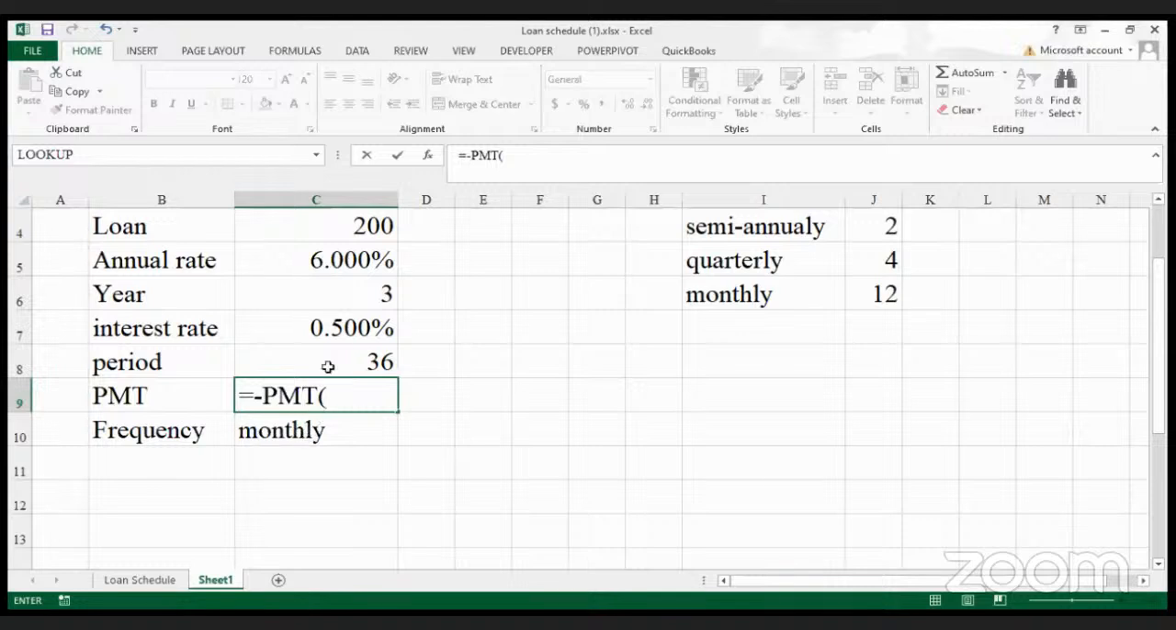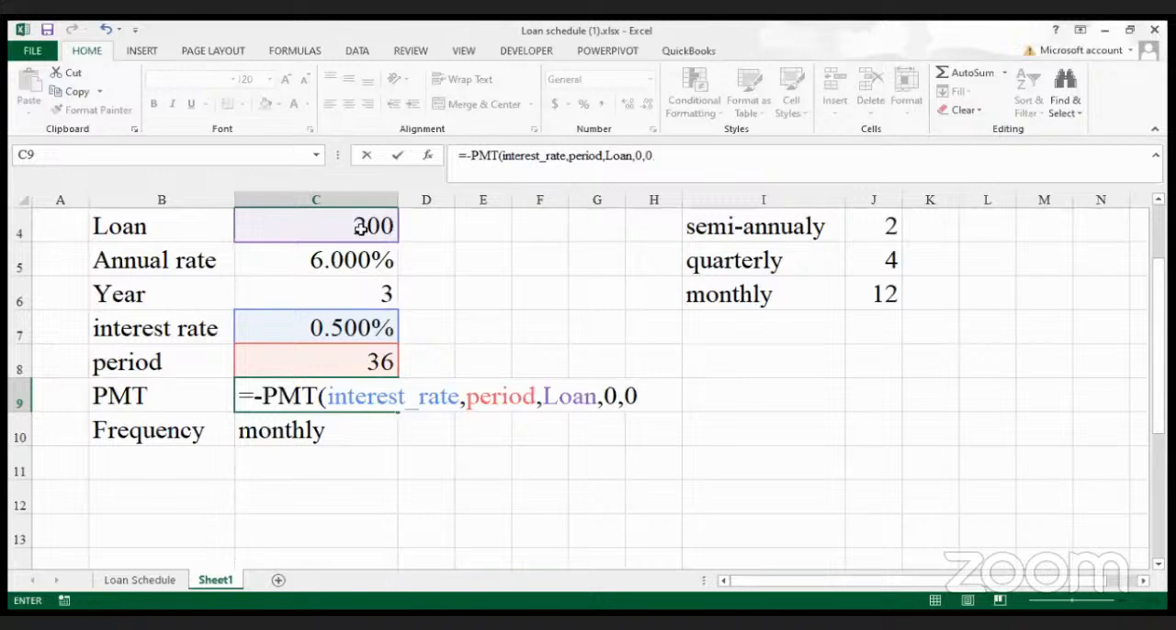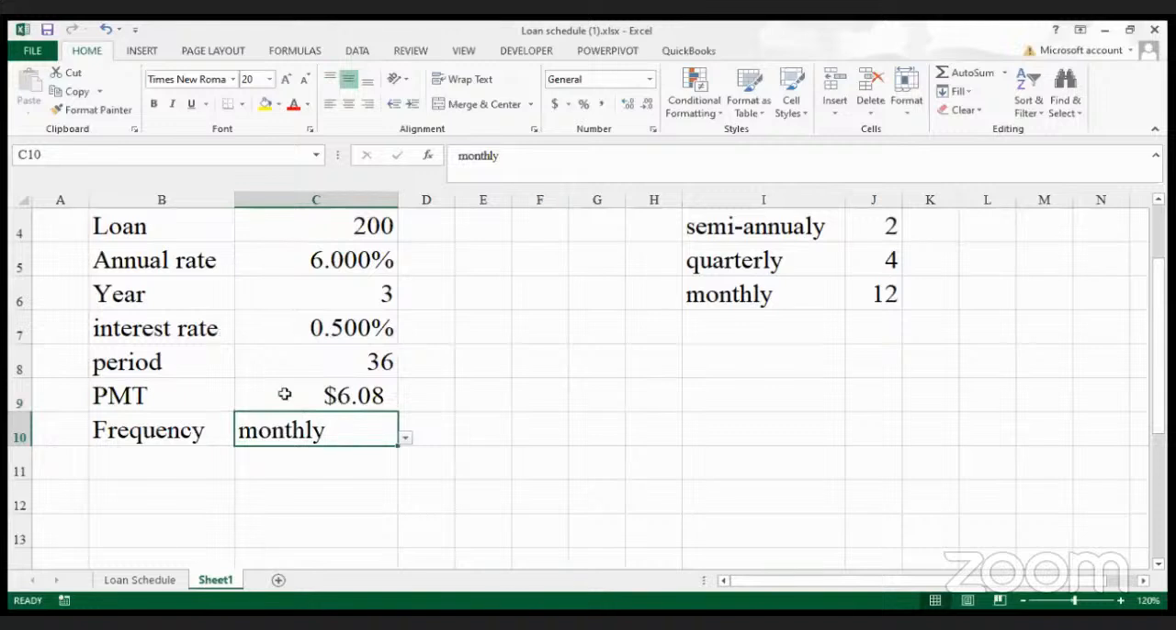So rate is here, we have it there, comma. Number of periods, we have it here, comma. Present value is the loan amount, comma. Future value, 0 because we don't have it, comma. When is this loan going to be paid? Is it at the end of each period or at the beginning of each period? So let's pick 0 to represent at the end of each period for the purpose of this illustration. So if we do that, we'll be able to see that that is what we have as the periodic payment.